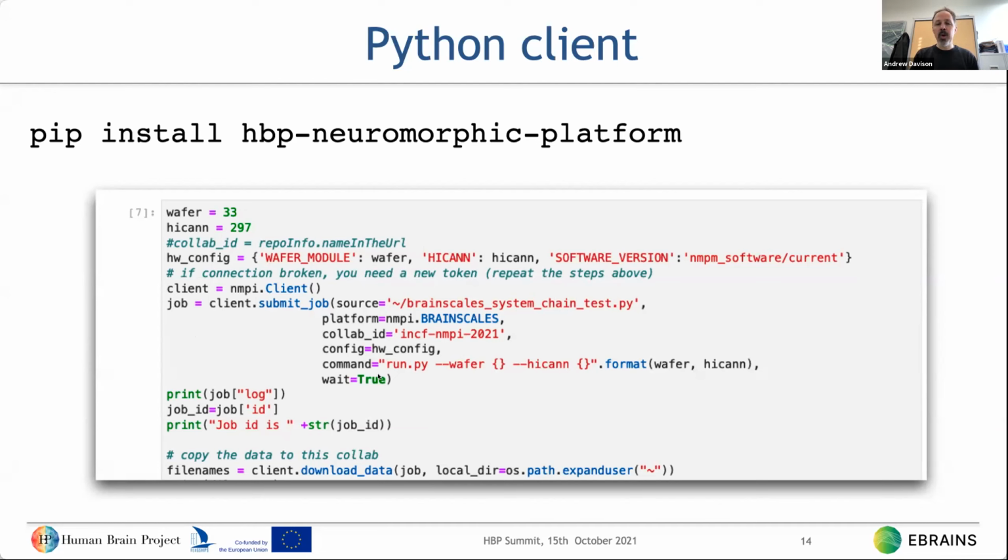And then this will wait until the job's finished and then return you your job object, which lets you then download the data from the BrainScaleS or SpiNNaker system onto your local machine.